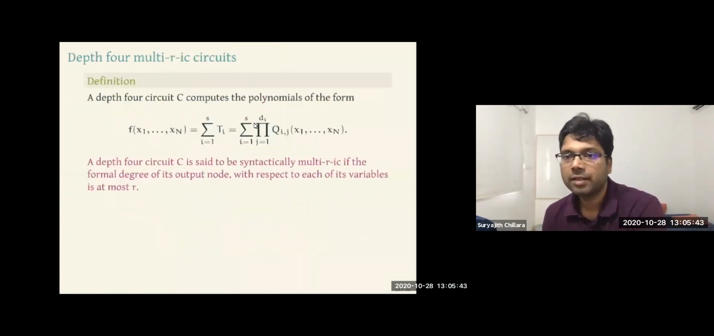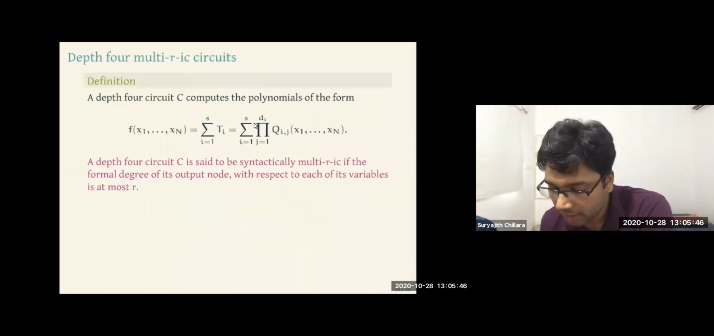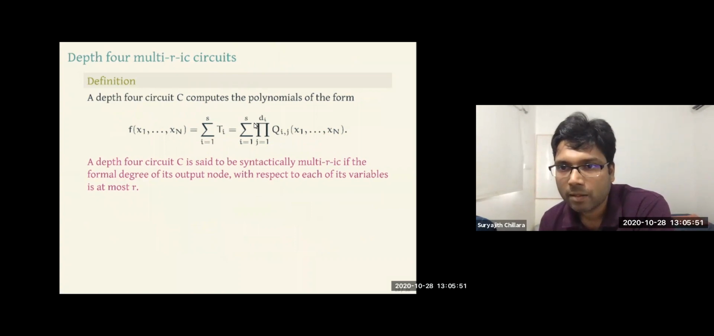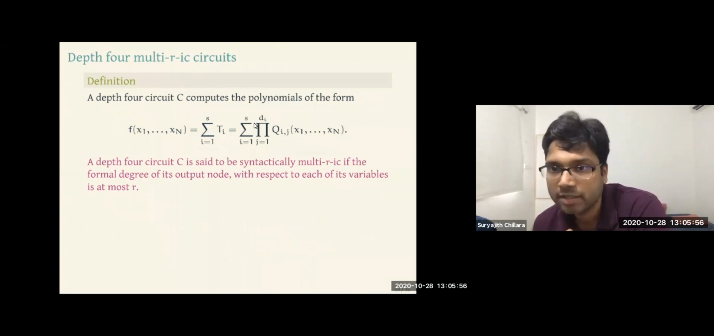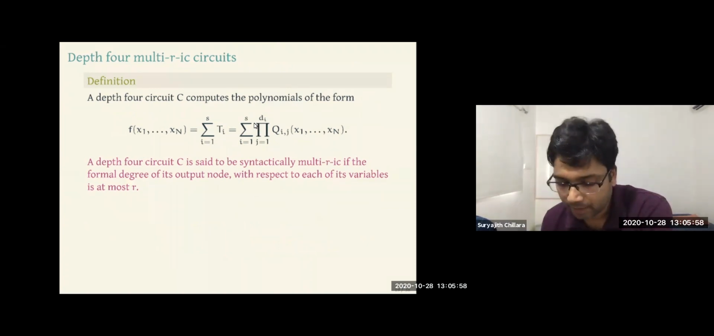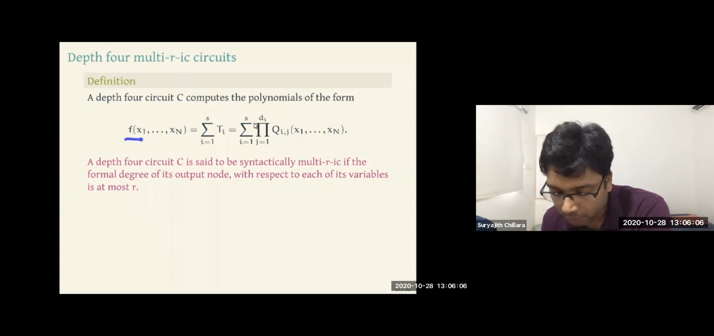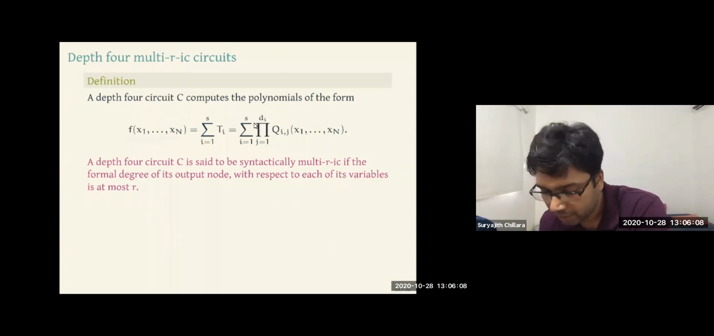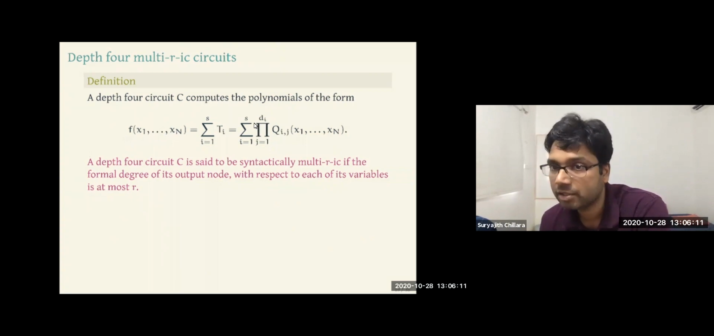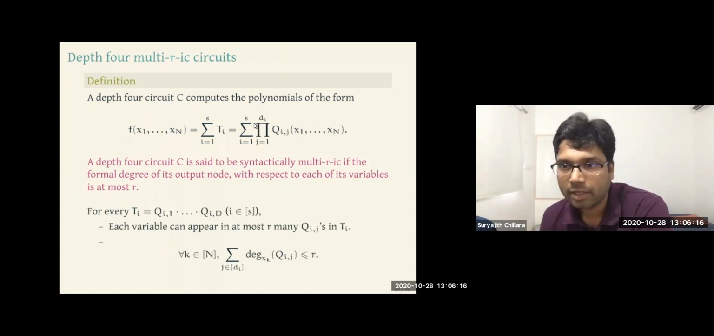Let me tell you what this depth 4 model is. This depth 4 circuit computes polynomials which can be expressed as sums of products of polynomials. This is the structure of your circuit. Further, recalling the definition, a depth 4 circuit C is said to be syntactically multi-array if the output node has a formal degree at most R with respect to each of its variables. Let me simplify this definition for you. Let's take one term Ti.